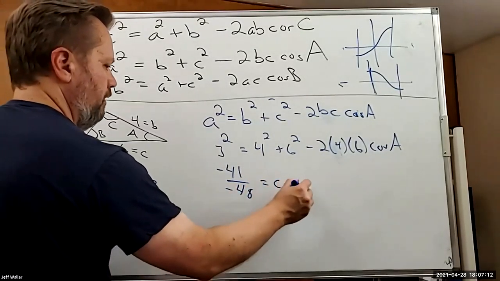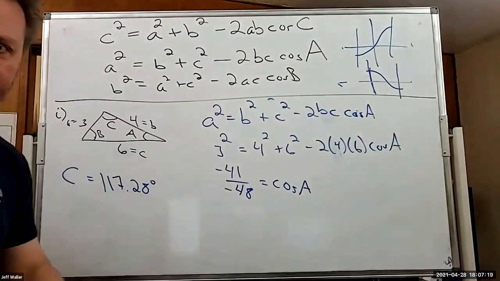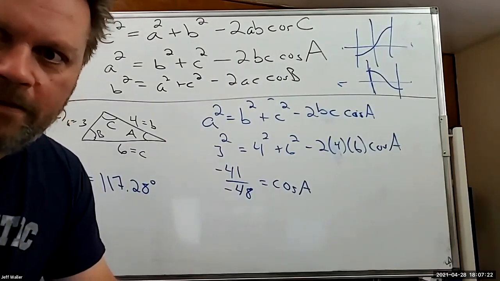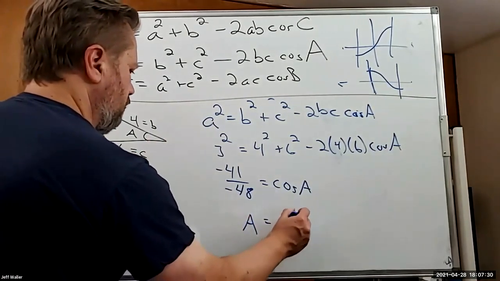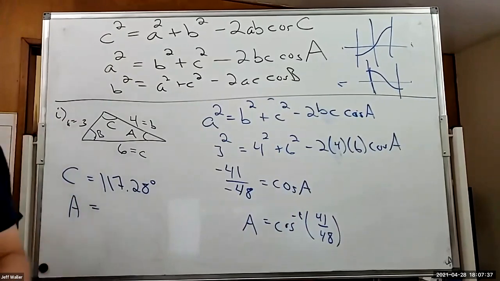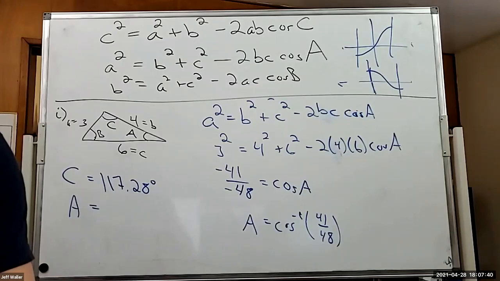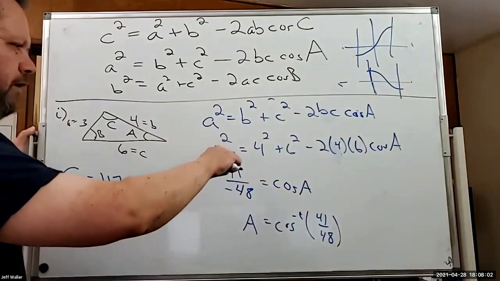I have no idea if you guys are with me. Bam, subtract, divide. Just get there, right? Hello, hello? You guys all right? It's not hard math, right? Hopefully I did that correctly in my head. So then I need the inverse cosine of 41 over 48. So what do we get for angle A? Did I do that too quickly? Are you guys okay with that? There's nothing major happening there.